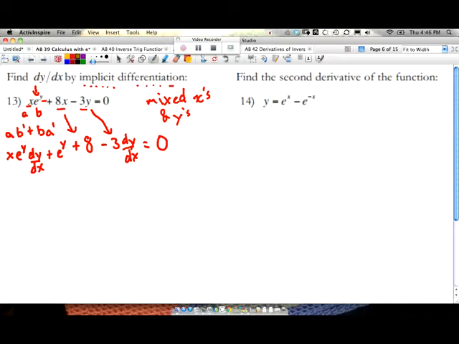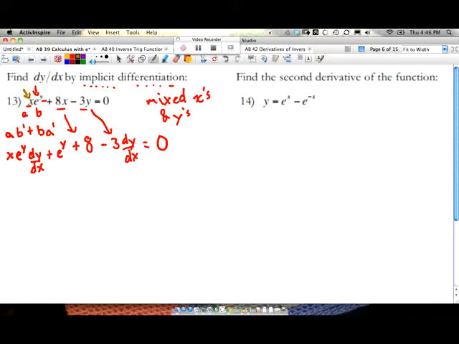Now here's one of the common errors. Don't do this, but a lot of people like to say, oh, there's a y that needed a dy dx. No, it didn't. The only reason you're thinking that is you see the y, but you only put in that dy dx if there's a chain rule because you took the derivative of y. We didn't take the derivative of y. We took the derivative of x.